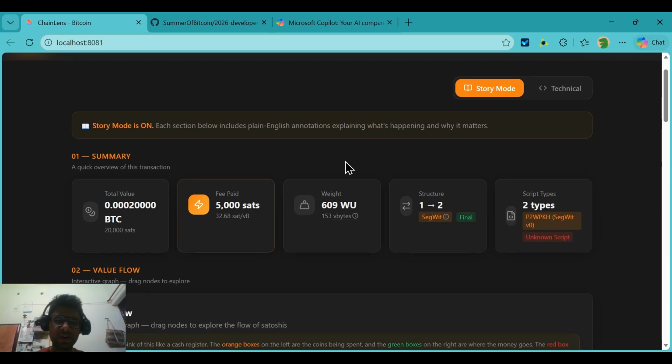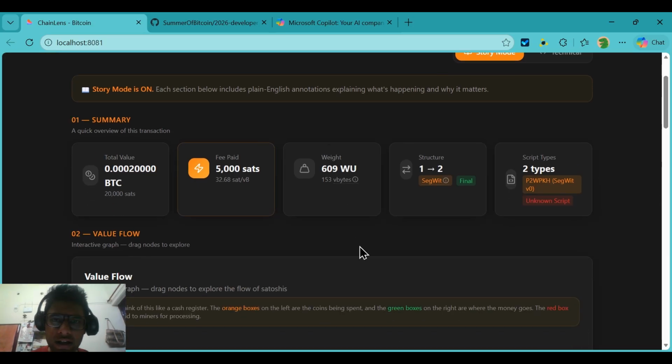Then there's also something called weight. This determines how much fees is charged. It is directly proportional to how large your transactions actually are. Then there's something called SegWit. SegWit allows us to blaze our transactions at high speed by executing some of the parts off chain, making it faster. Then there is also something called script in here.